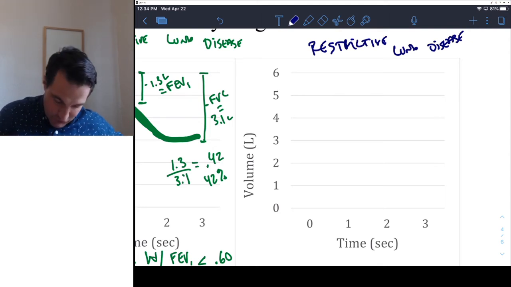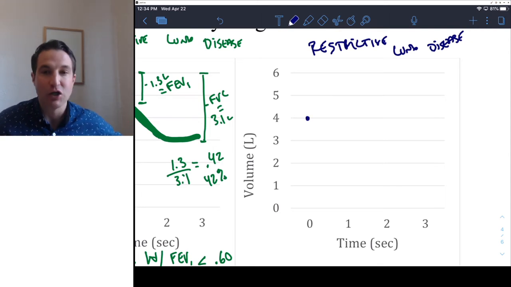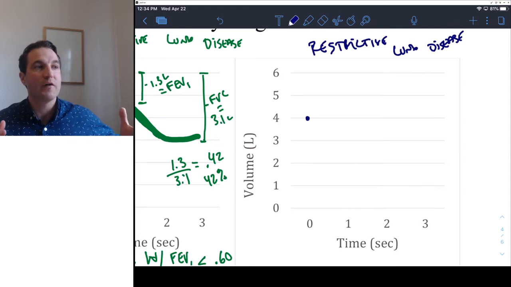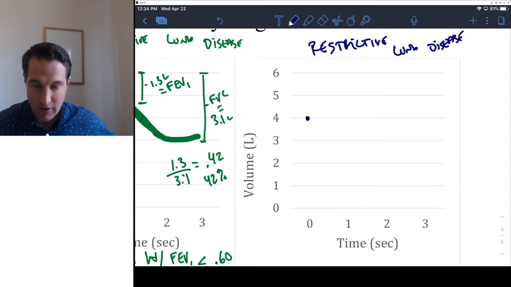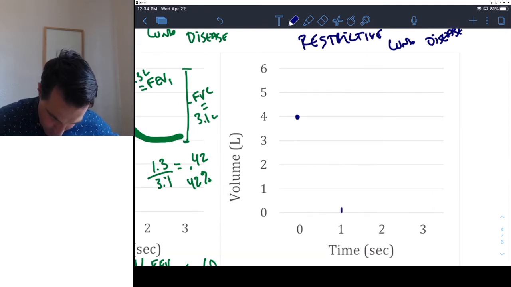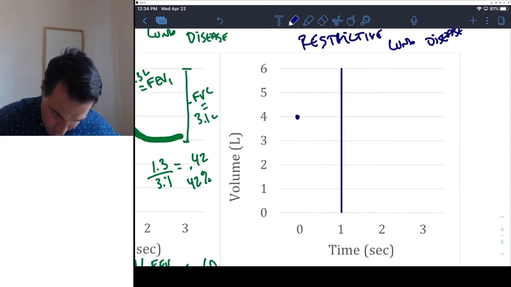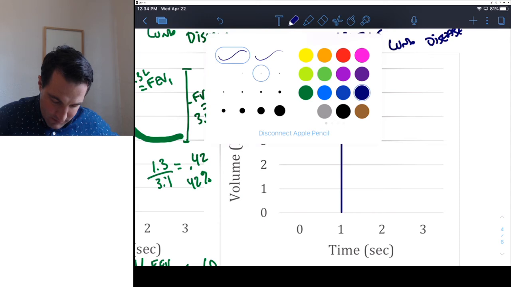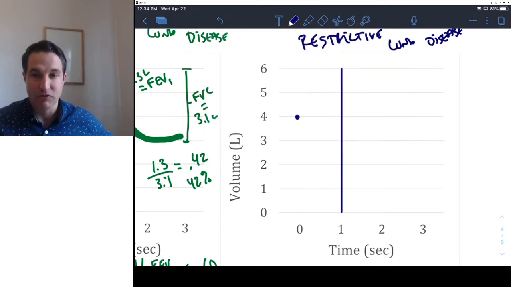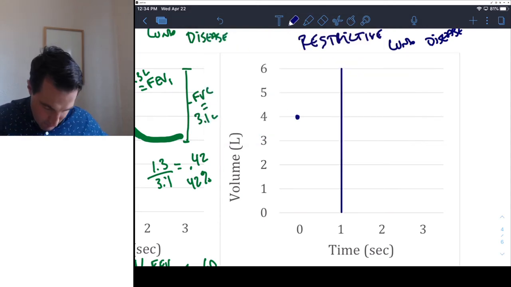So in this version, we're going to start this person a little bit lower. They're actually going to start at only 4 liters. Their total lung volume is only going to be 4 liters, all right? Once again, we'll draw our line at 1. Nice vertical right there. And what do we see with somebody with restrictive lung disease? Okay, well, they're going to go down to 1 as well.